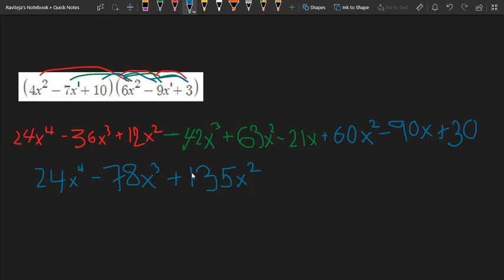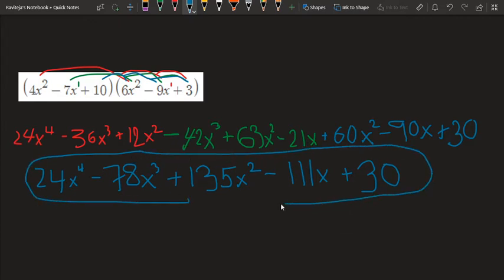And then next we just move on to the x's, which is negative 21x and negative 90x. So we'd subtract 90 from negative 21, which is just minus 111x. And finally, we just have our term without any x, which is just the 30, so we just add 30. After combining like terms, this is what we end up with. 24x to the fourth power minus 78x cubed plus 135x squared minus 111x plus 30. It's a pretty long answer, but that's what we get when we multiply polynomials.